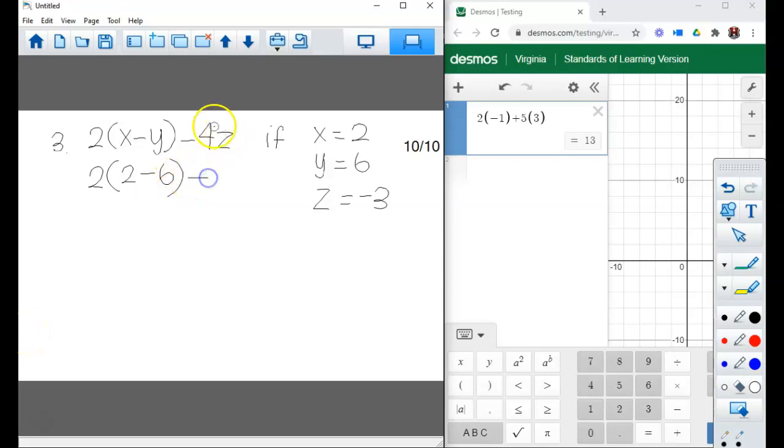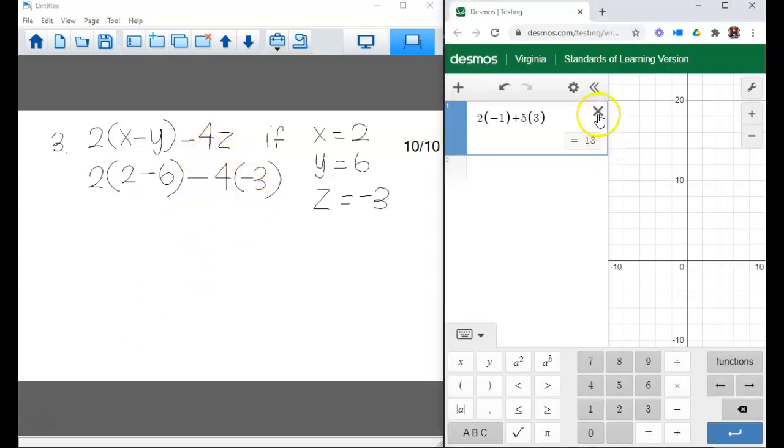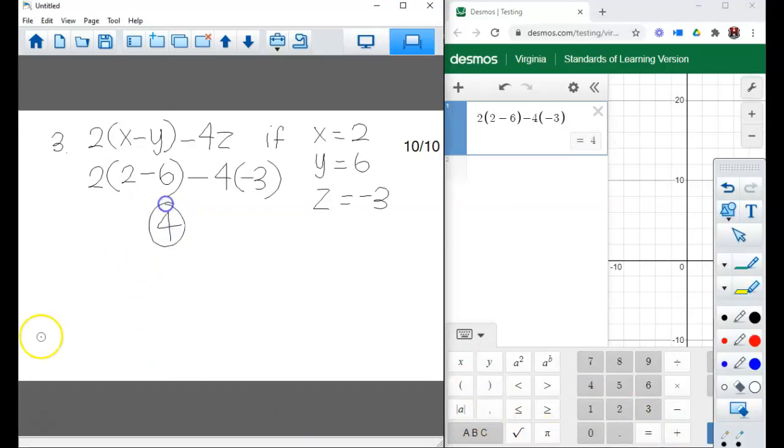And then I have minus 4z. This is multiplying, so I will need to put parentheses around that z. So no parentheses for x, no parentheses for y, because this was subtracting. I don't need parentheses for subtracting. Parentheses for the -3 because 4z is multiplying. All right, so here we go. 2 parentheses, 2 minus 6, close them up, minus 4 parentheses, -3. And it looks like our answer on this one is a positive 4.